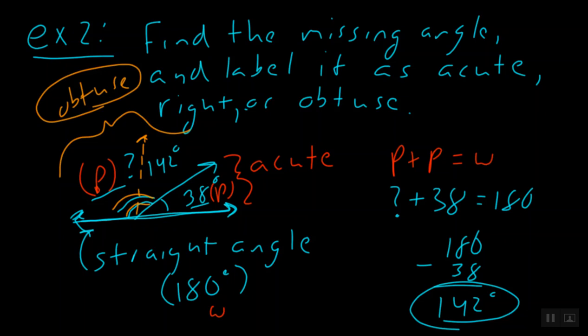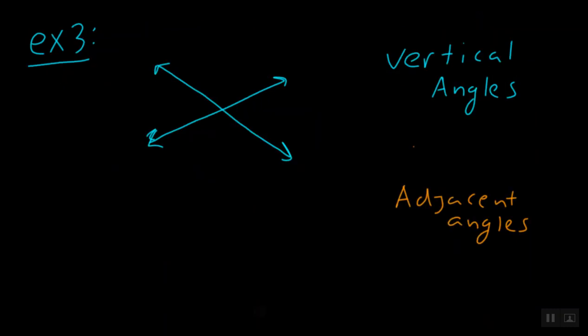So, a good note, if you see a straight line, subtract from 180. Think back to that last example, if you see the little box, you're going to subtract from 90. Let's move on to our very final example.